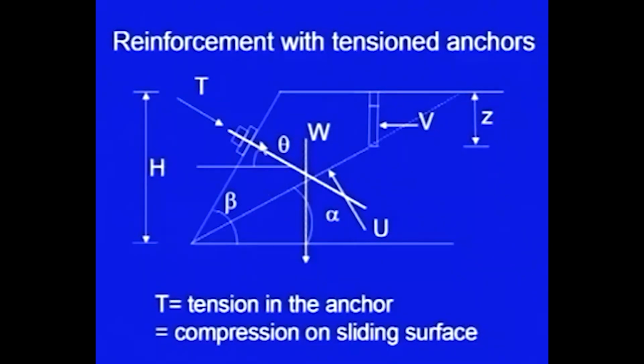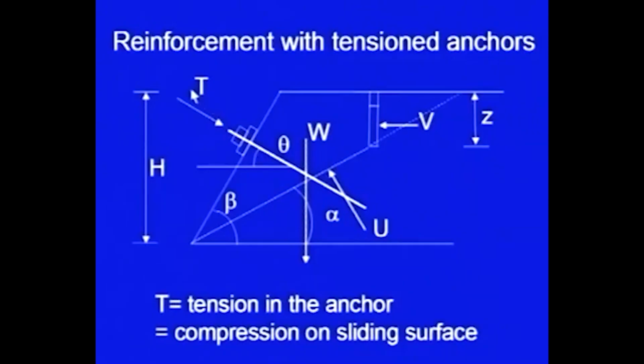The additional force which comes into picture at this stage is the tension T, which is being provided by this anchor. So, this anchor, let us say it is inclined at an angle theta with horizontal. You can see here theta is with the horizontal, and the effect of this anchor will be it is providing force on this sliding surface. So, here it is increasing the normal component of the force. So, by increasing normal component, it will enhance the shear strength.